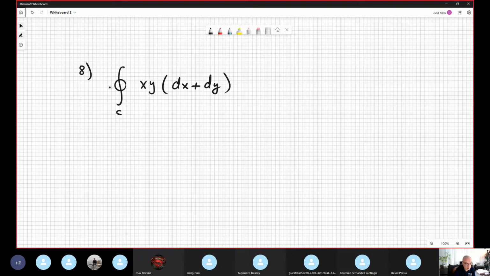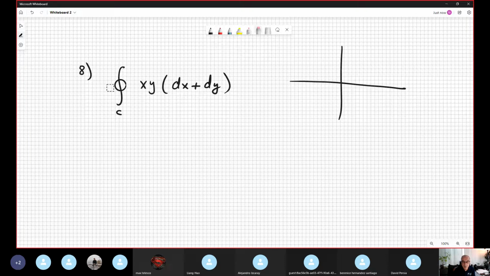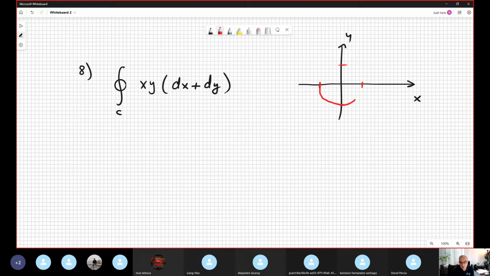Wow, I don't understand very well what that is. And the curve is given. In this case it is a full circle, a full unit circle. Okay. Negative 1, 1, 1, 1. And this is in the counter-clockwise direction. This is my C curve. This C is this. Okay.